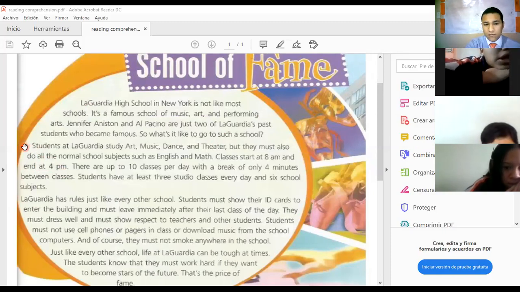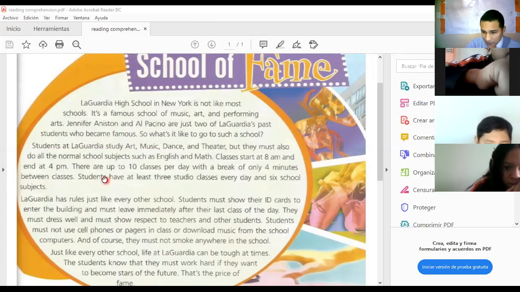Students at LaGuardia study art, music, dance, and theater, but they must also do all the normal school subjects, such as English and math. Class starts at 9 and ends at 4. There are up to 10 classes per day with a break of only 4 minutes between classes. Students have at least 3 studio classes every day and 6 school subjects.